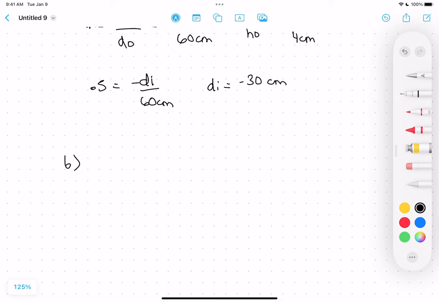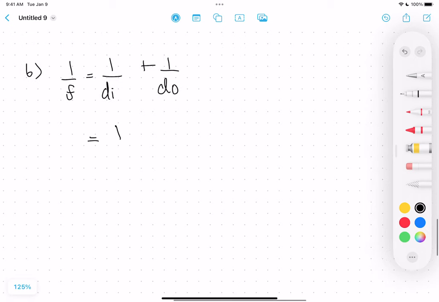Now, for part B, it says calculate the focal length of the mirror. Specify if this is a concave or a convex mirror. So I have 1 over f. This is the mirror equation here, not the lens maker equation, which is for lenses. So 1 over our focal length is equal to 1 over our image distance plus 1 over our object distance. So we know this is 1 over negative 30 plus 1 over positive 60, and then we can calculate what that is for 1 over f.